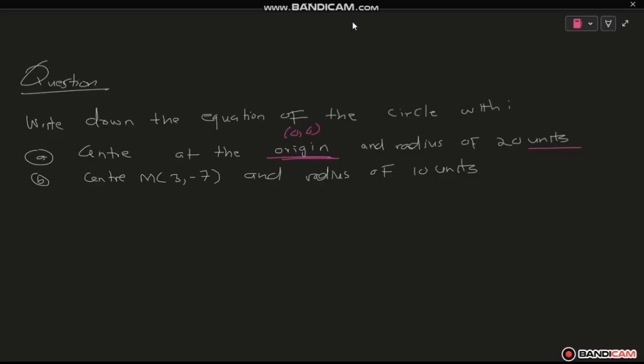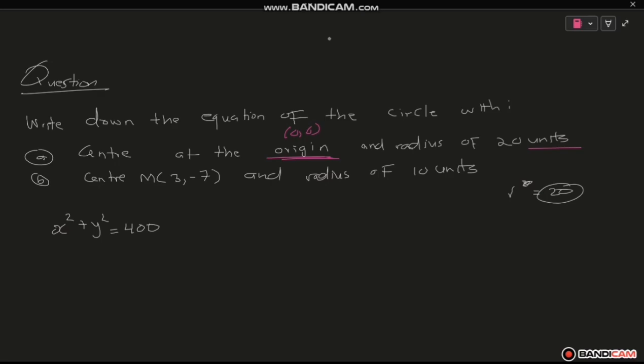Okay, so let's try to write down the equation of the circle with that information that we are given in option A. So it is x squared plus y squared, because this is the origin. And this is not r squared, it's just r equals 20. Therefore 20 times 20, you're going to have what? 400 there. So this is the equation of the circle, right?